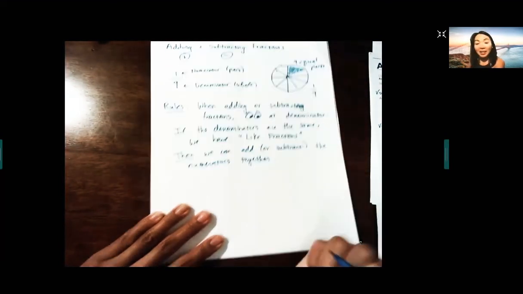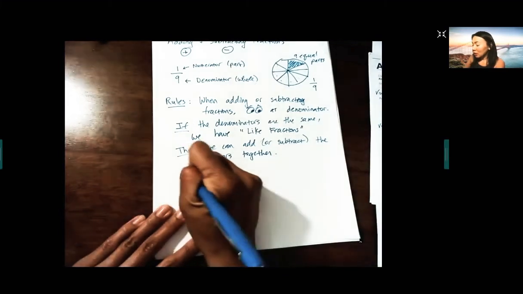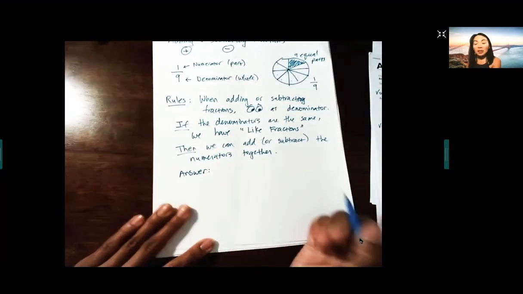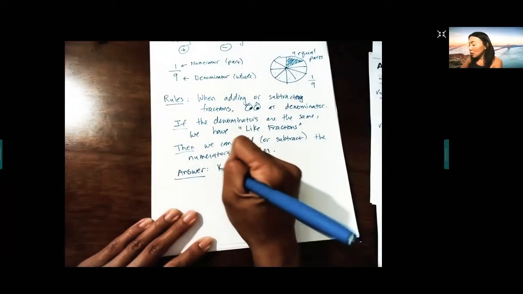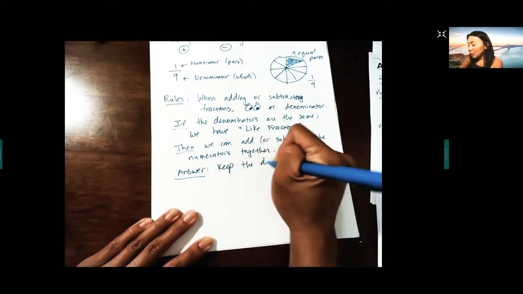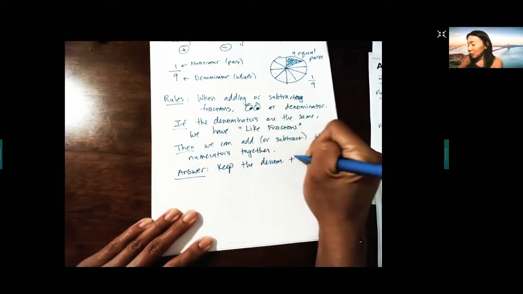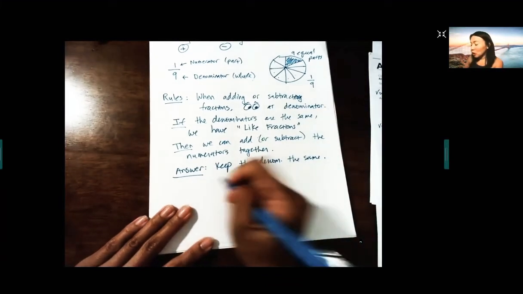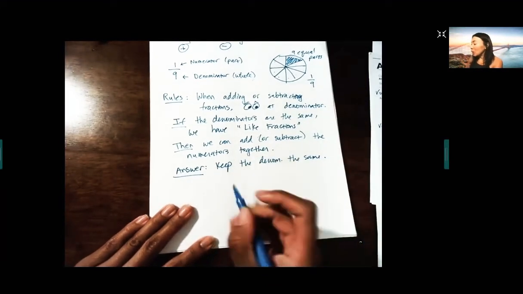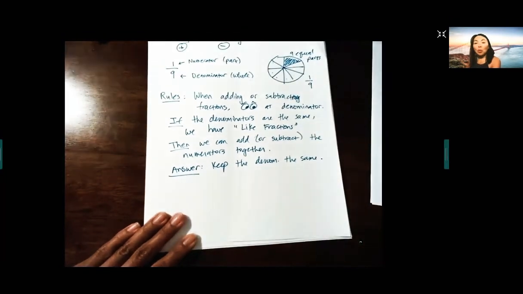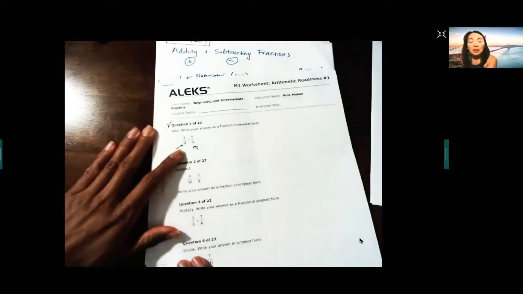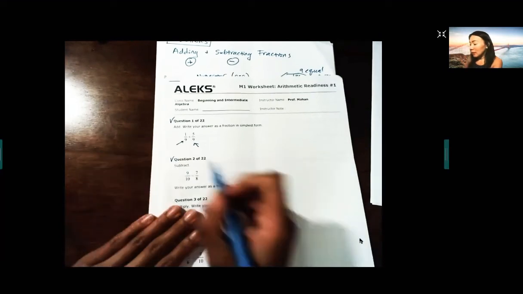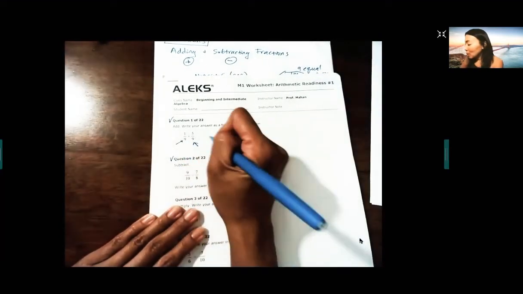And then your answer will be in such a way that you keep the denominator the same. Keep the denominator the same, but of course, change the numerator, right? So here in this example, I have 1/9 plus 5/9. I see that the denominators are the same. So what does this equal?